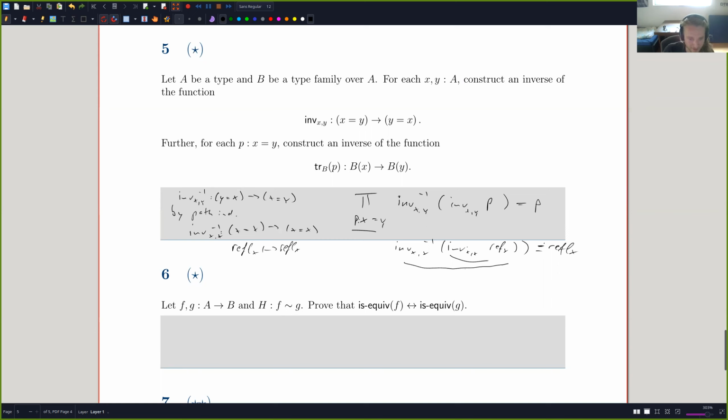Is it clear now? Or should I do the other direction as well? Okay. Yeah. Inverse is also defined by path induction, sending refl x to refl x. We don't just assume any function from x equals y to y equals x. We assume the one defined by path induction. But good question. That's certainly a requirement.